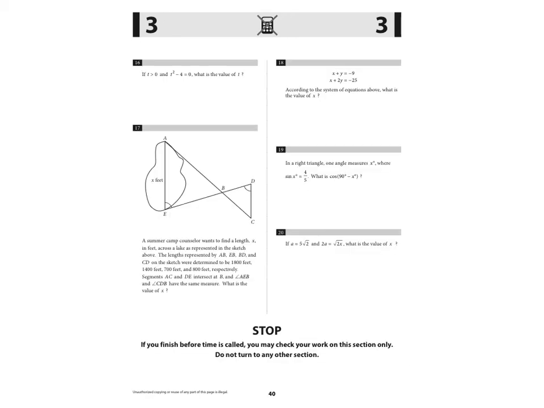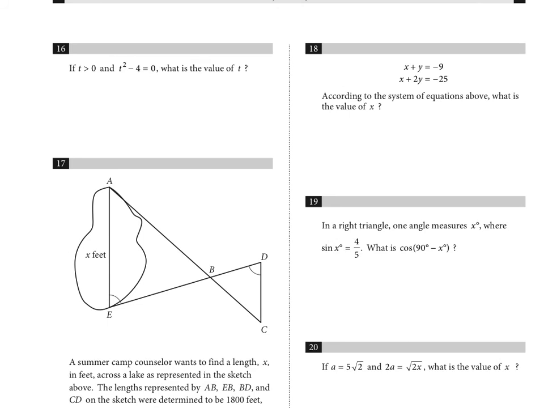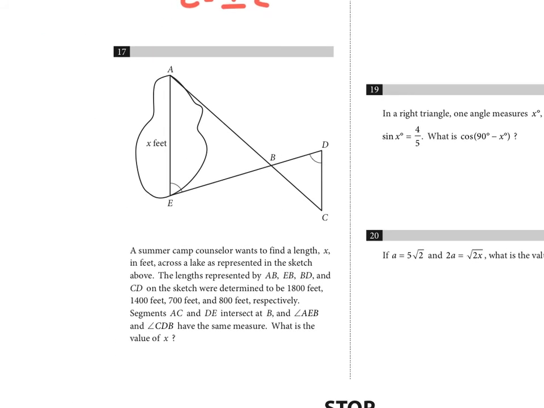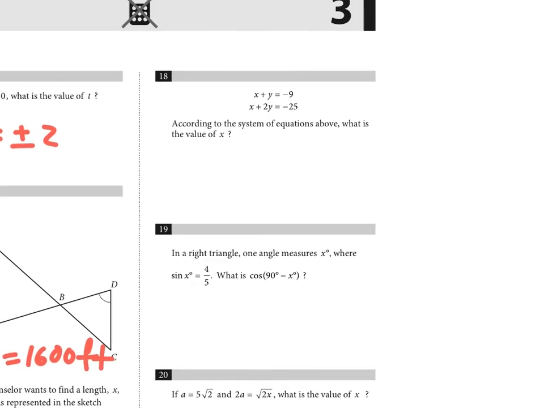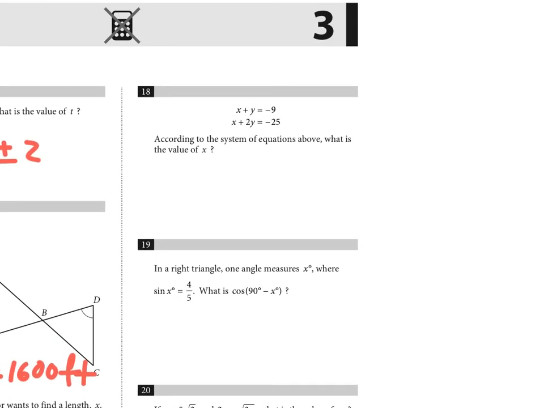On this one, I'm just going to write out the answers. This one, if you're in Algebra 2, you've seen this. t is equal to plus or minus 2. Number 17, this is a geometry question. You should get x equal to 1,600 feet. I just set up a proportion. Number 18, x is equal to 7. This is a system of equations one. I keep seeing those. Those are going to pop up.